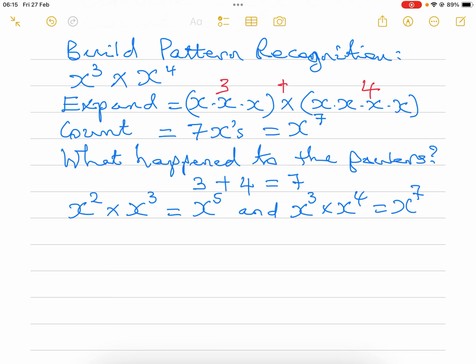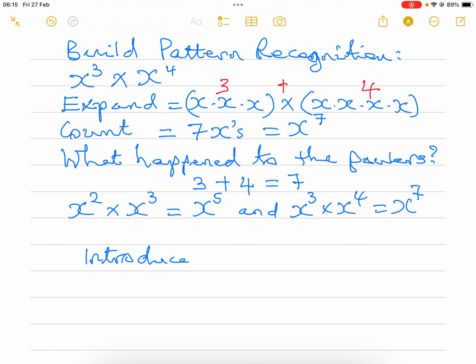So I want you to take note of the addition pattern. When multiplying powers with the same base, the indices add. Take note again, when multiplying powers with the same base, the indices add.